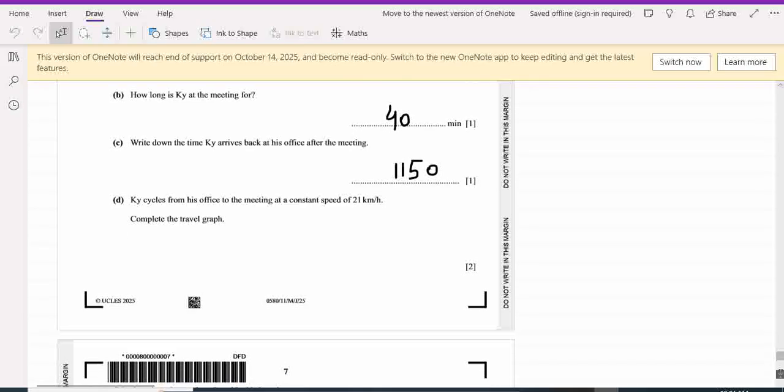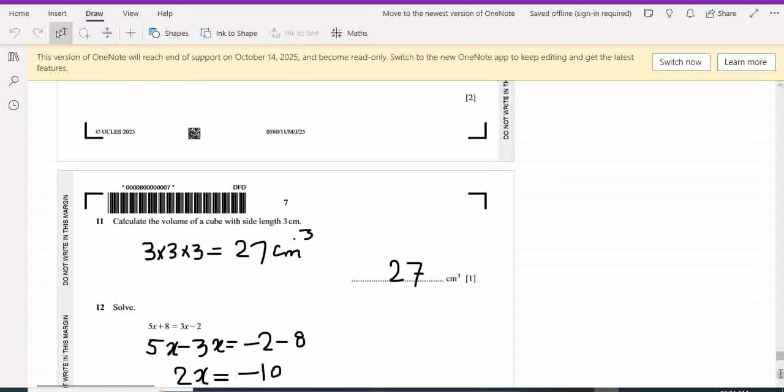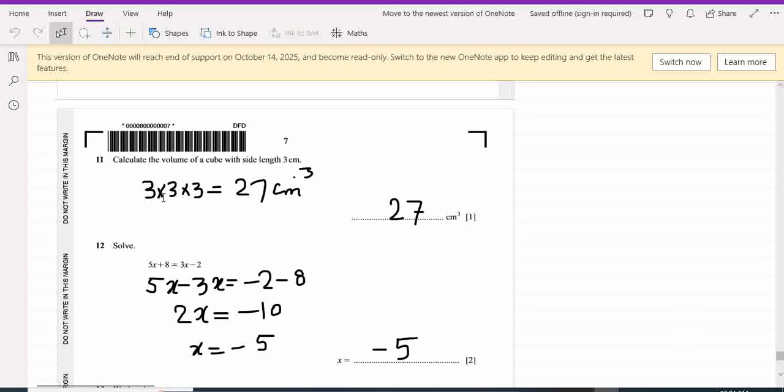Next question is calculate the volume of a cube with side length of 3 centimeters. Volume of a cube is side times side times side. Side is 3 centimeters, so 3 times 3 times 3. 3 times 3 is 9, 9 times 3 is 27. So the answer is 27 centimeters cubed. Next is solve 5x plus 8 is equal to 3x minus 2.